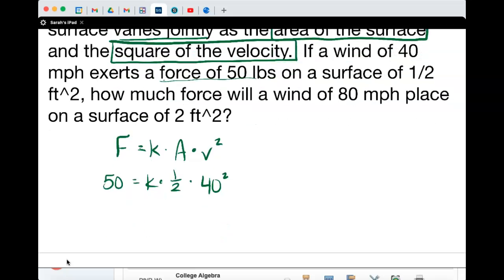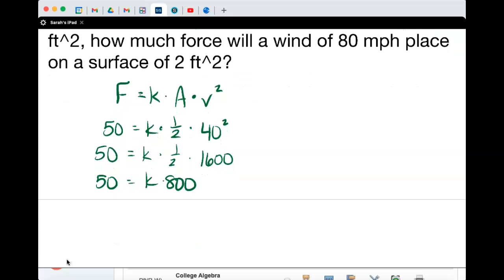Okay. So then simplifying, solving for k, what is 40 squared? 1600, and then still multiplied by 1/2. So 1600 times 1/2 is 800. And then getting k by itself, we're dividing by 800. And I'm going to write this as a simplified fraction. The zeros come out, but 5/80 simplifies to. That's what I was thinking.